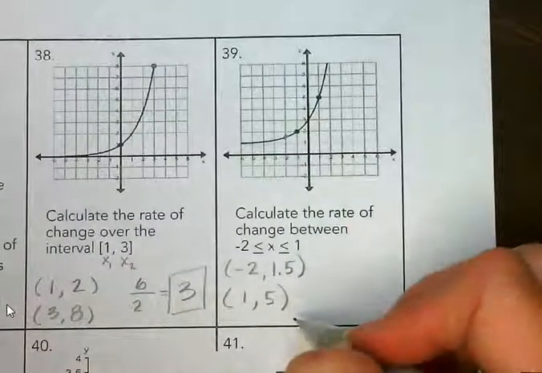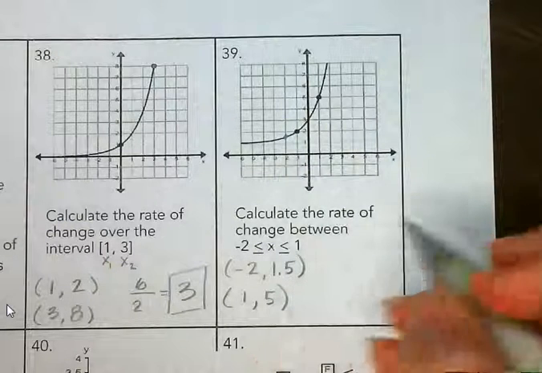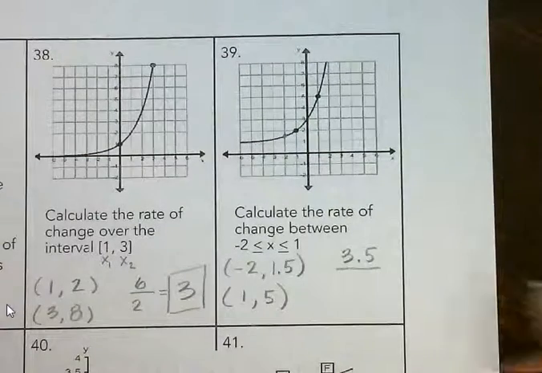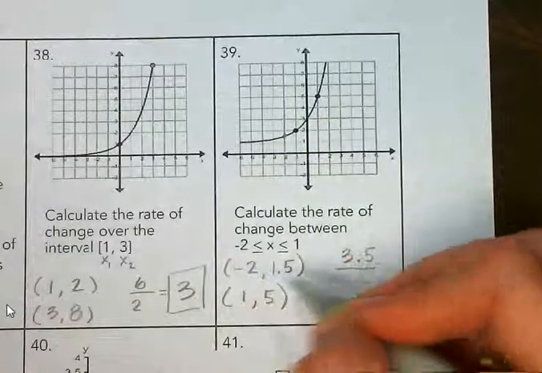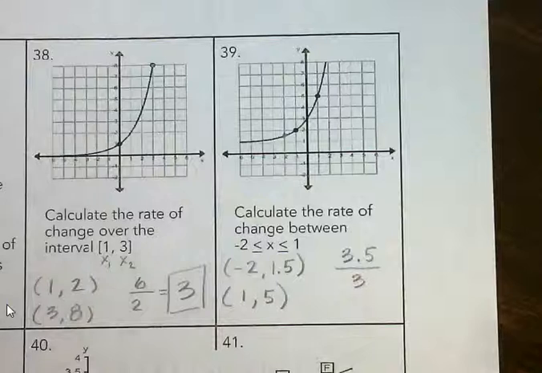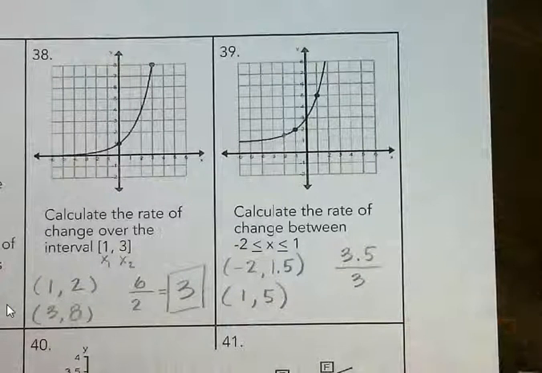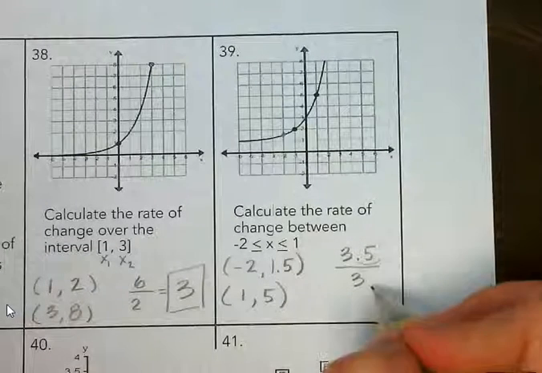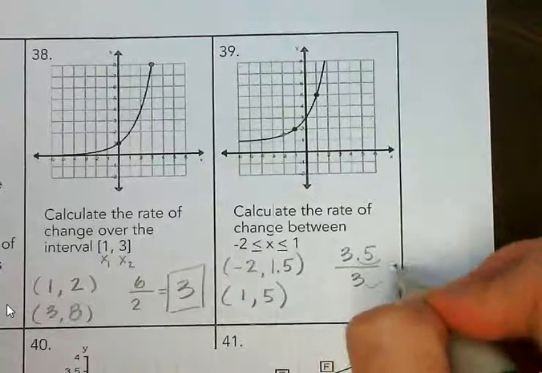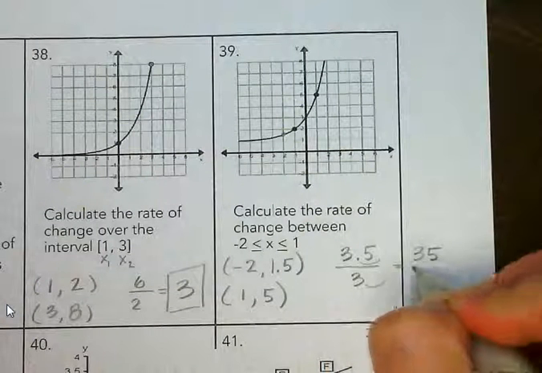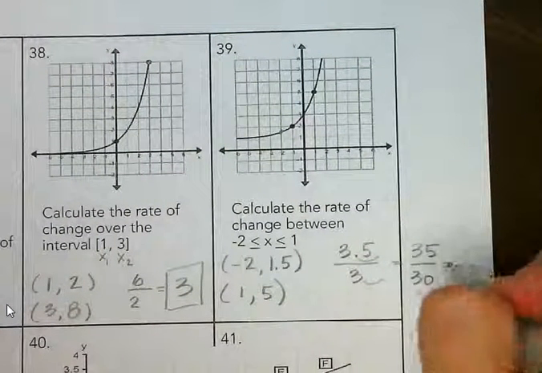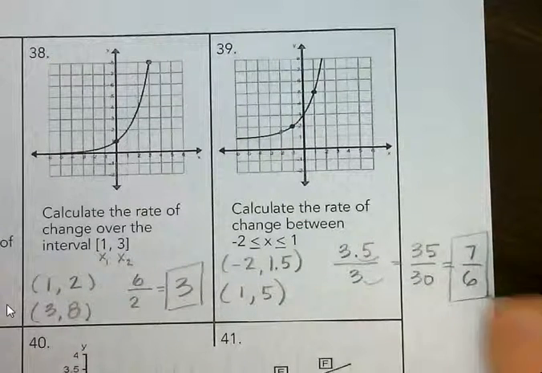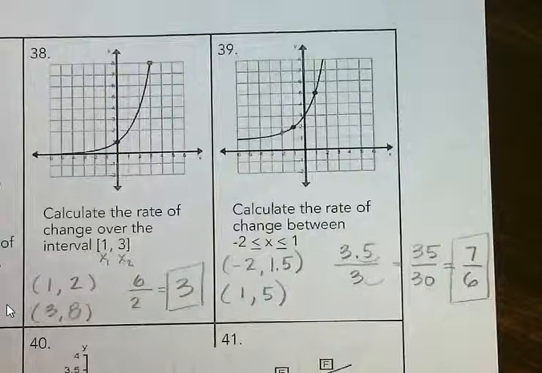Okay, so we're just going to find the slope. So 5 minus 1.5 is going to be 3.5. And then 1 minus -2 is going to be 3. And we're not going to leave this like this. So probably the easiest thing is if we move this decimal over a spot, we need to move this decimal over a spot. So that would make this 35 over 30. And I can reduce that by 5, and I would get 7 over 6. So that tells me that the rate of change is 7 over 6.